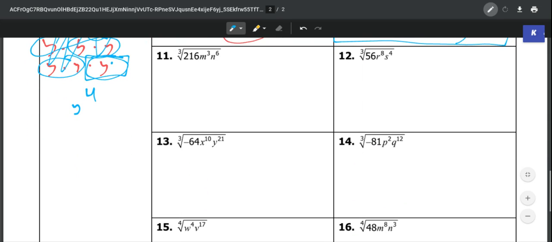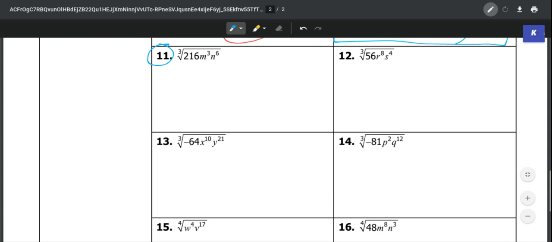We'll do one more just to show you what a cube root would look like. So with number 11, we would have the cube root of 216 times m to the 3rd n to the 6th. First of all, look at your coefficient, and a good thing about 216 is the cube root of 216 is just 6. So then we'll be left with the cube root of m to the 3rd on the inside and n to the 6th.